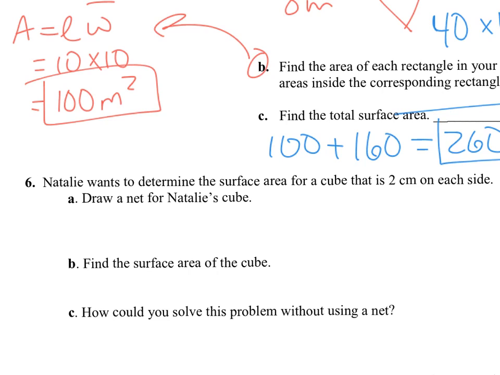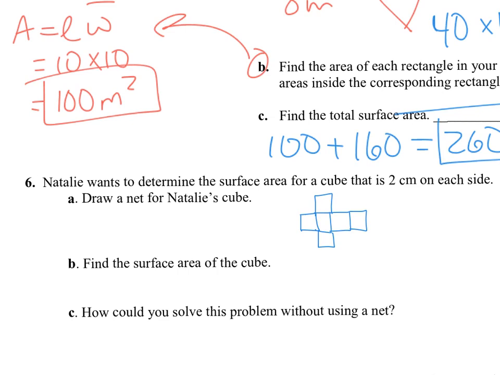So here we go. Let's go ahead and draw the bottom. Let's go ahead and draw the back. Let's go ahead and draw the top. And let's go ahead and draw the front. And then for the left-hand side, let's go ahead and draw it right here. And then for the right-hand side, we can draw it like that. Okay, so there you got it. That's your net.